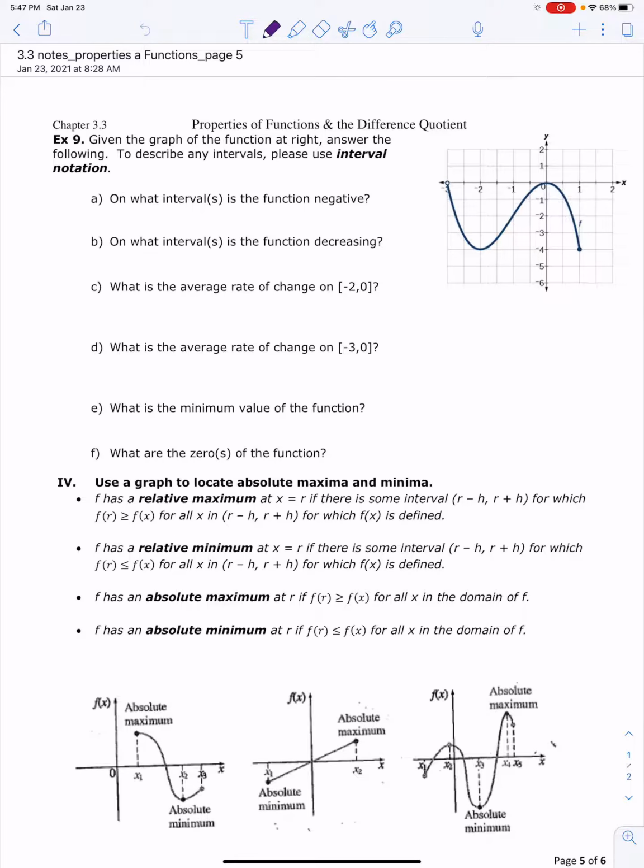Chapter 3.3 Notes, Properties of Functions, page 5. Sorry for the typo up top.